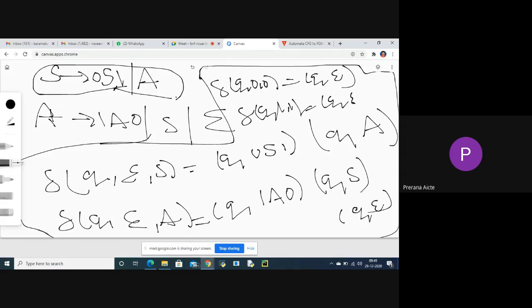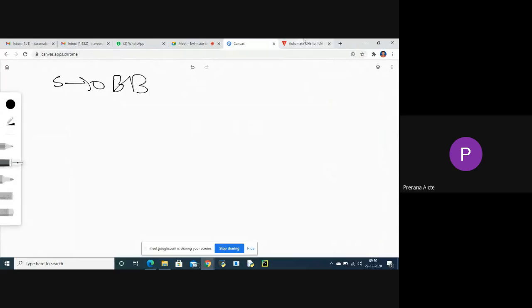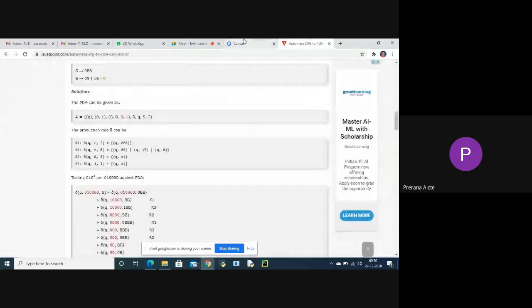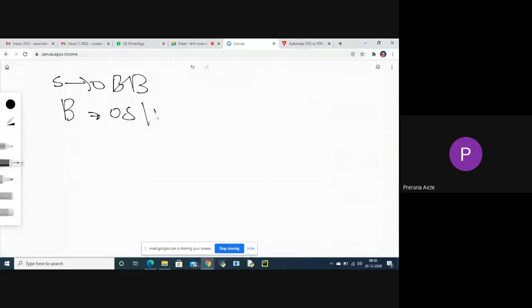Pushdown automata for the given grammar, S tends to 0S1 or A, A tends to 1A0 or S or epsilon. Okay. We will take one example now to convert here. Okay, S tends to 0BB, and next one B tends to 0S or 1S or epsilon.